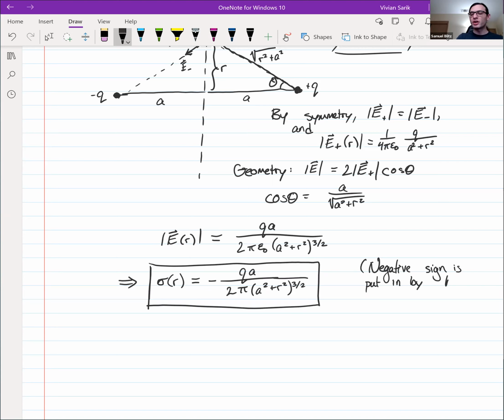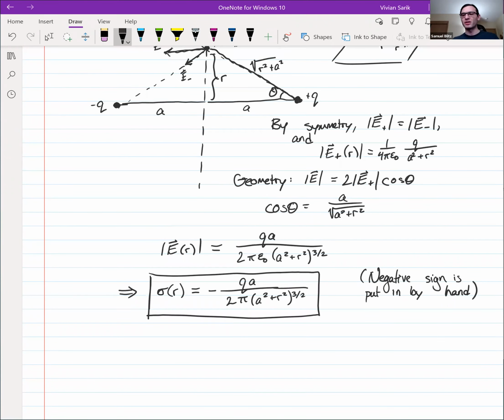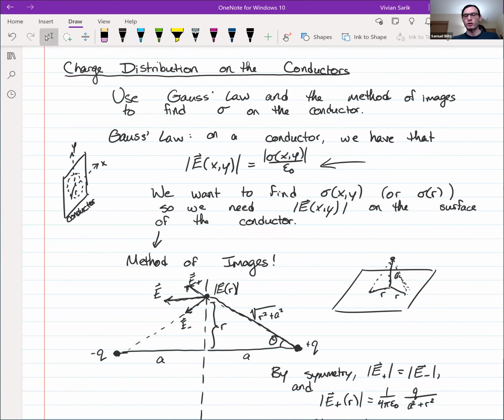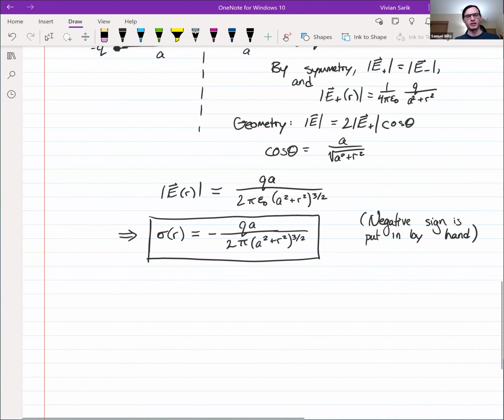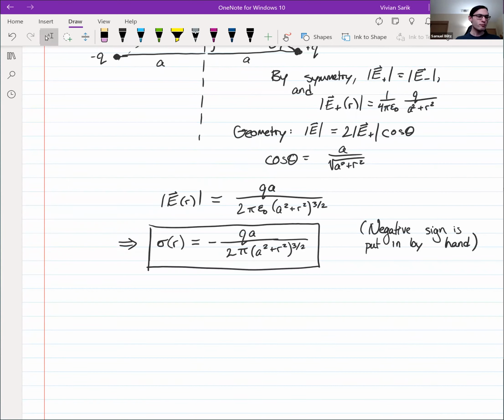We could have not put the negative sign in by hand, but that would have involved being a lot more, not rigorous, but a lot more precise with the coordinates that we're using and things like that. And we would have had to write the electric field as a vector rather than just as a magnitude and so on. So that's why I ignored that. Okay, so that is the amount of charge that is at a given position, or that's the charge density.